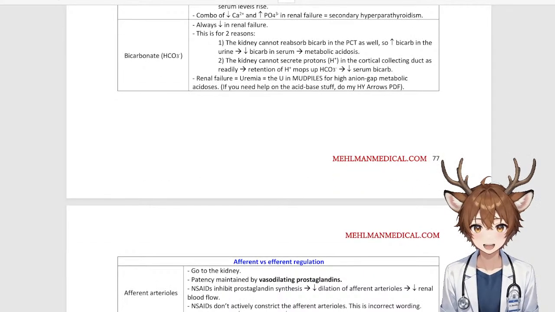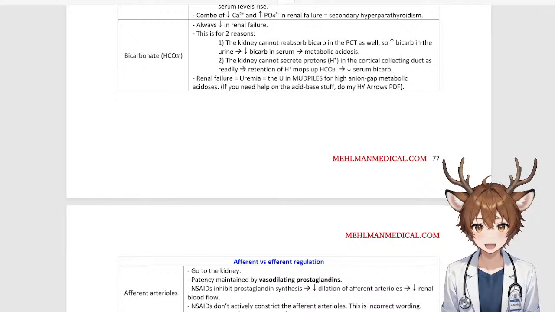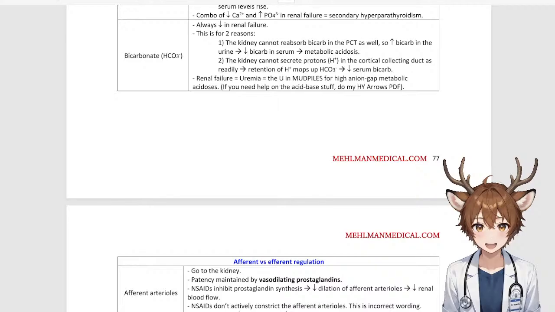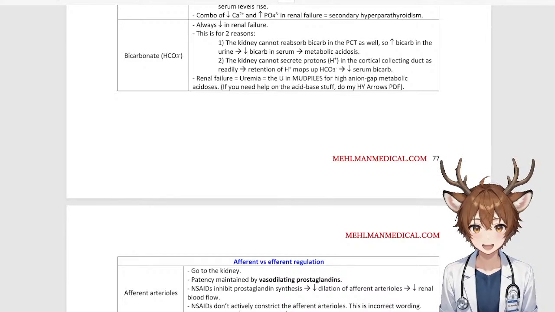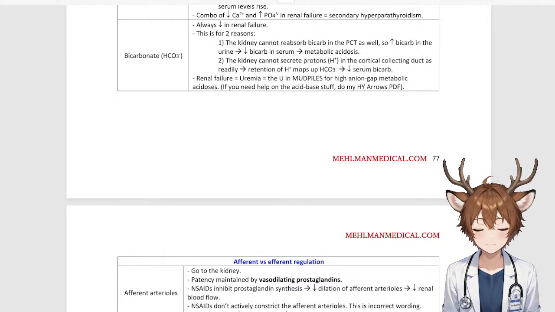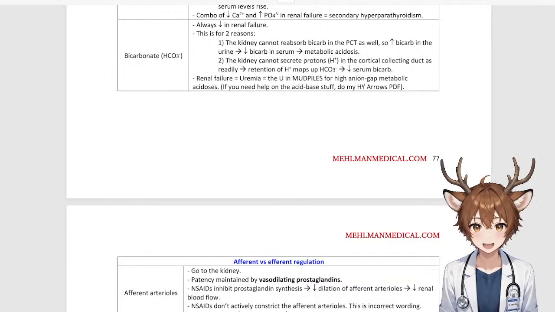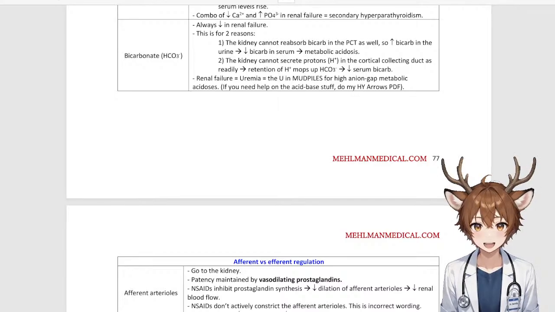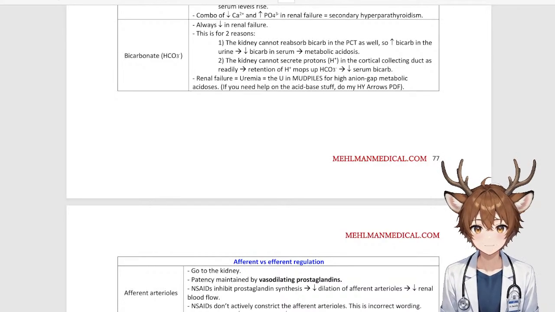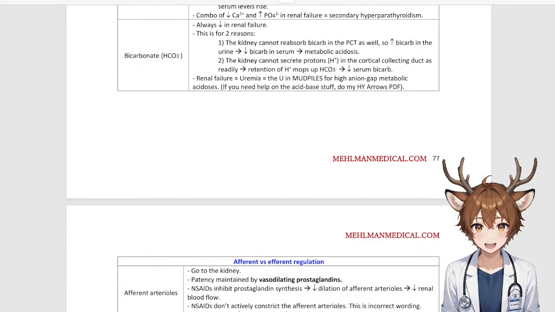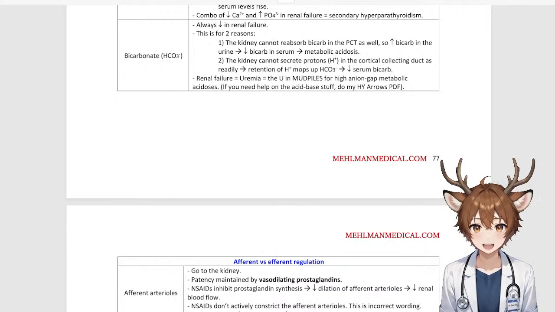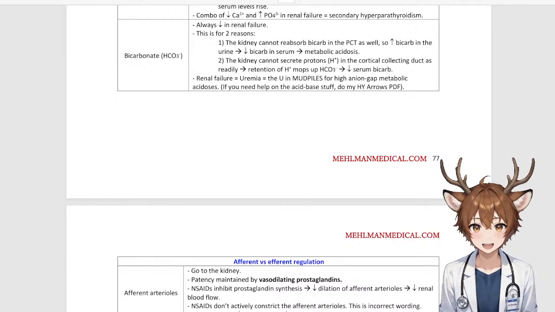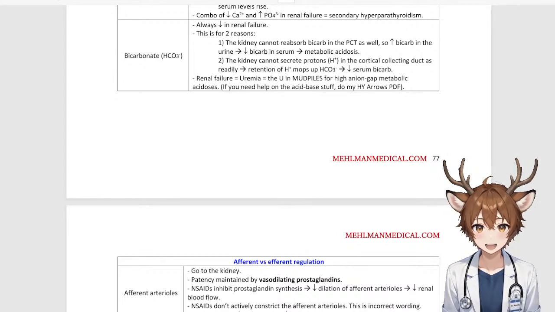Bicarbonate, always decreased in renal failure. This is due to two reasons. One, the kidney cannot reabsorb bicarb in the PCT as well, so the increase in bicarb in the urine causes a decrease in bicarb in the serum, which leads to metabolic acidosis. Two, the kidney cannot secrete protons in the cortical collecting duct as readily, which means the retention of hydrogen mops up the bicarb, leading to a decrease in serum bicarb. Renal failure equals uremia, the U in MUDPILES for the high anion gap metabolic acidosis. If you need help on this acid-base stuff, do my high-yield arrows PDF.